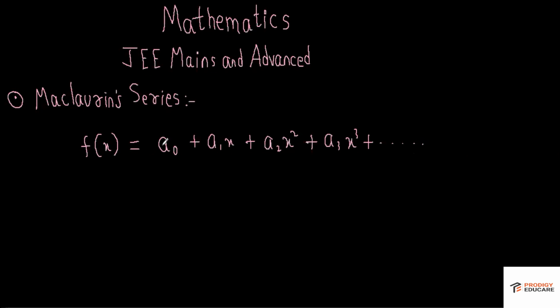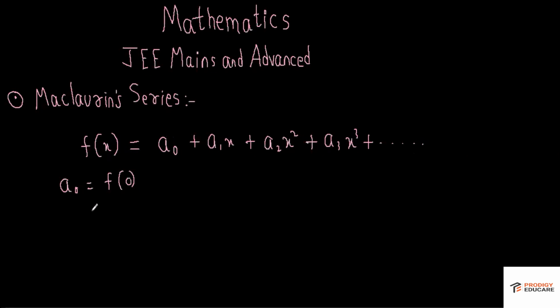Now to find a naught, I'll simply substitute x as 0. So if I substitute x as 0, all these terms will vanish. So I can simply write a naught as f of 0. Cool. Now what I have to do is find a1.